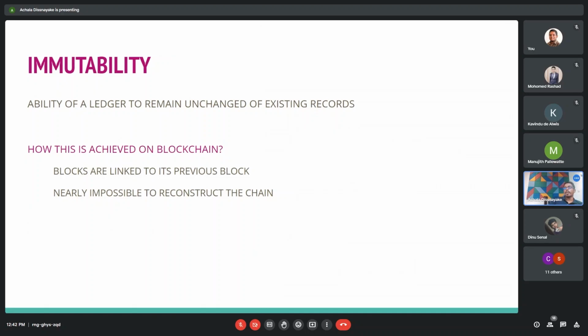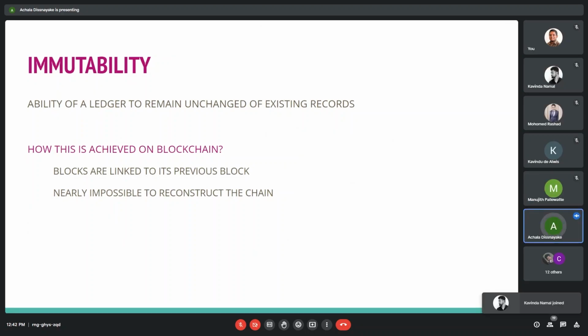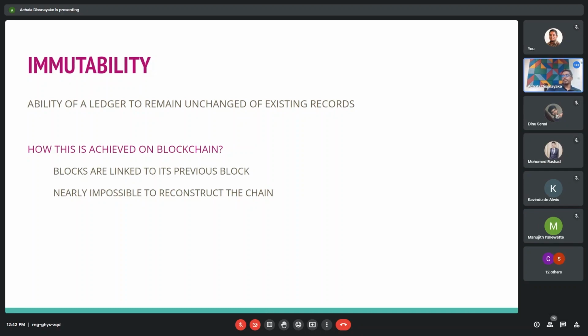So how is this achieved on blockchain? Basically, the blocks are linked to their previous block. When this happens, if you change something, you will have to change everything after that. You can't just come and change something in the middle. We'll understand that in the later slides. So it's nearly impossible to reconstruct the chain after changing something in the middle.